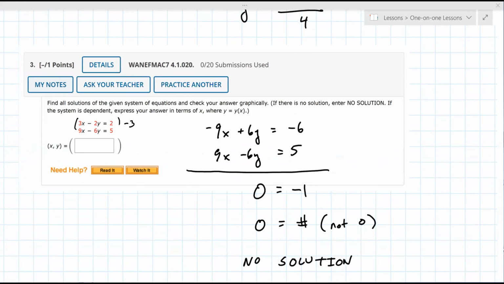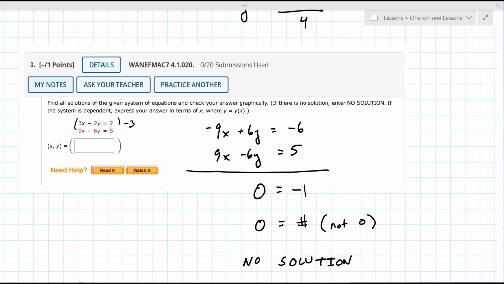So I'm going to enter that into WebAssign. So you just put no solution? Just write, you literally write no solution, all caps. I've seen them not give credit for that because of typing it wrong. So there's always that.